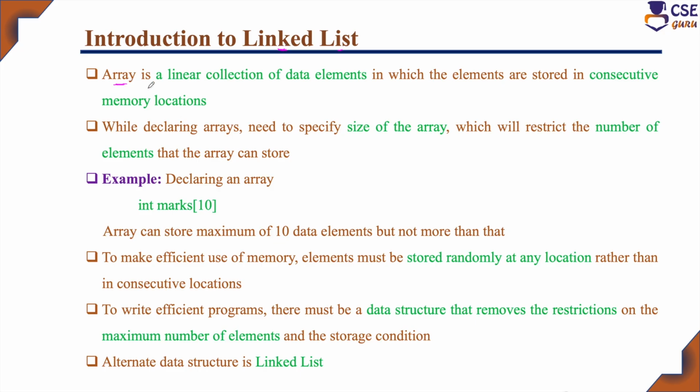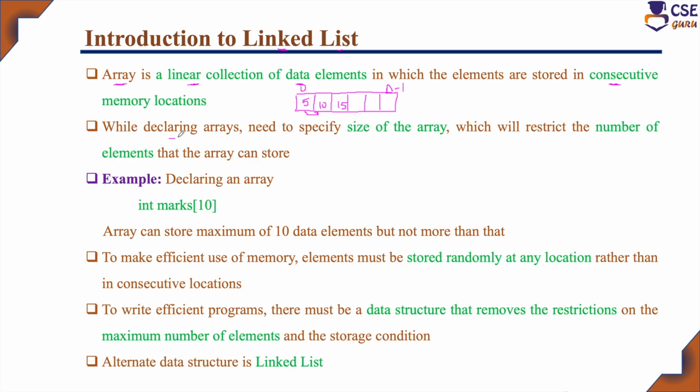An array is a linear collection of data elements, in which elements are stored in consecutive memory locations, that is, in sequential memory locations. Next to next memory locations, elements will be stored, and the index of the array will vary from 0 to n minus 1. If an element is stored, the next element will be stored in the immediate next memory location. That is, in sequential memory locations only, array elements will be stored, and all the array elements will be of the same data type. So this is an array.